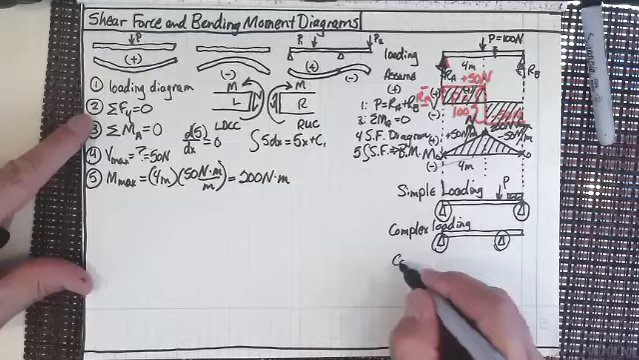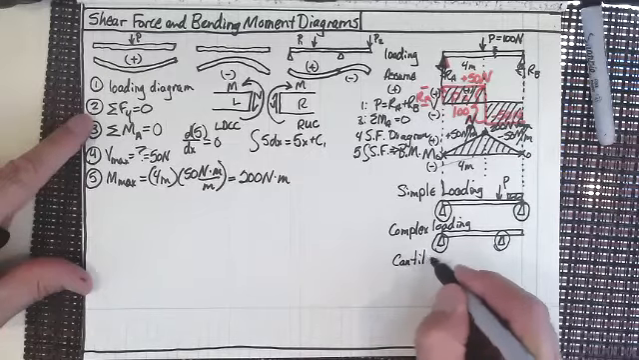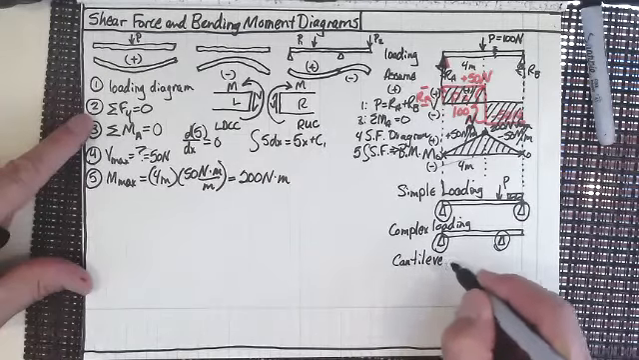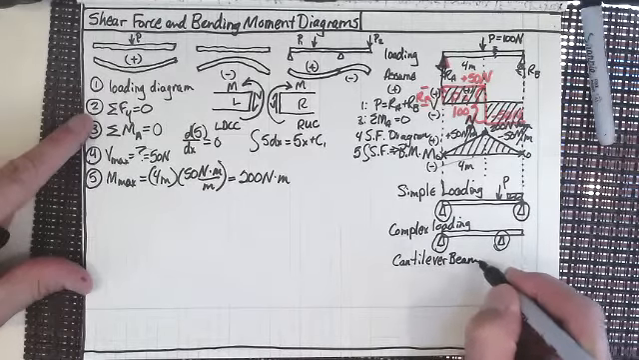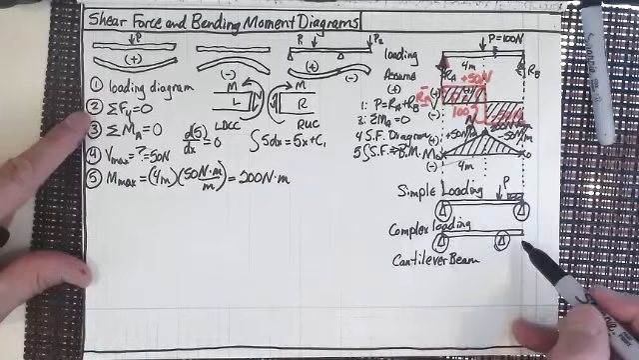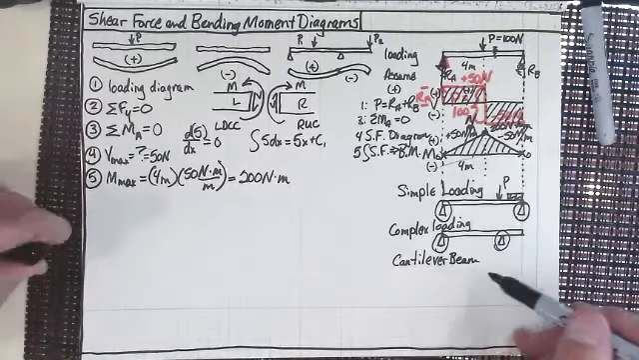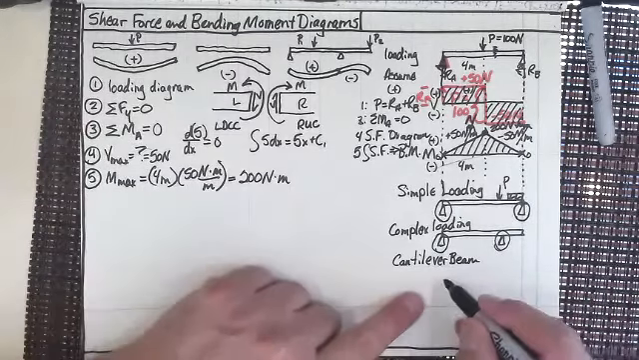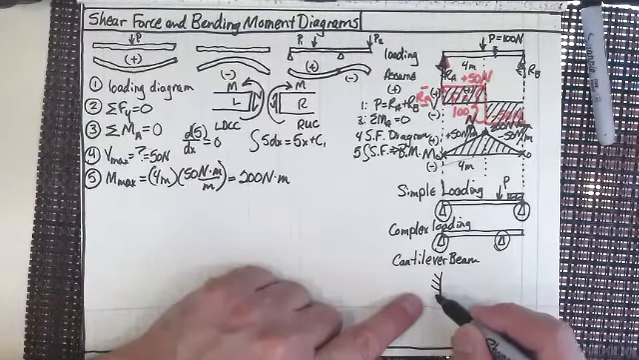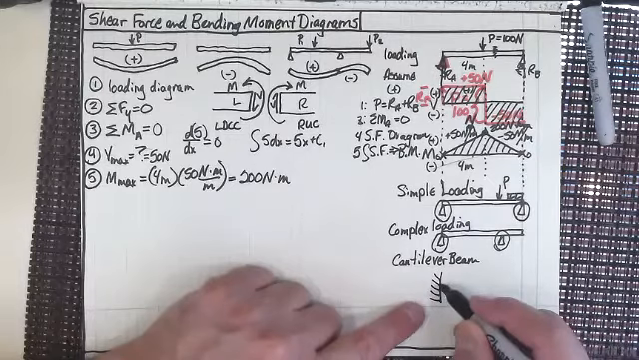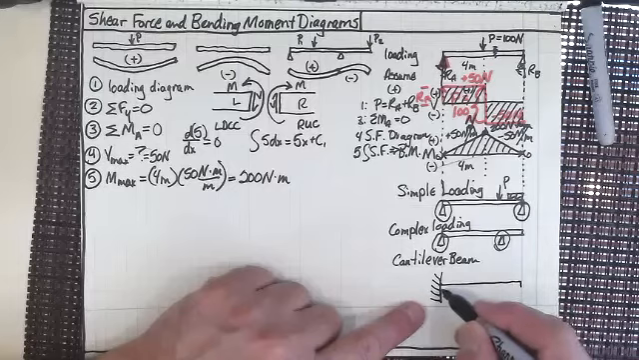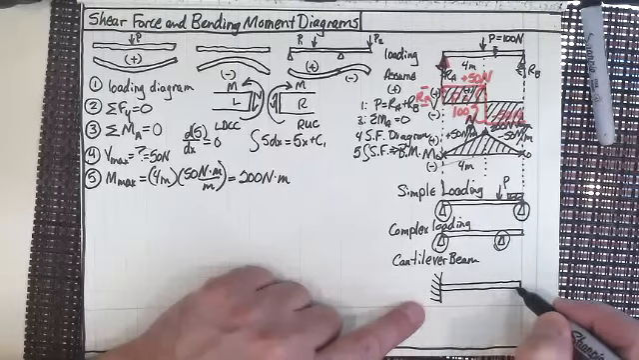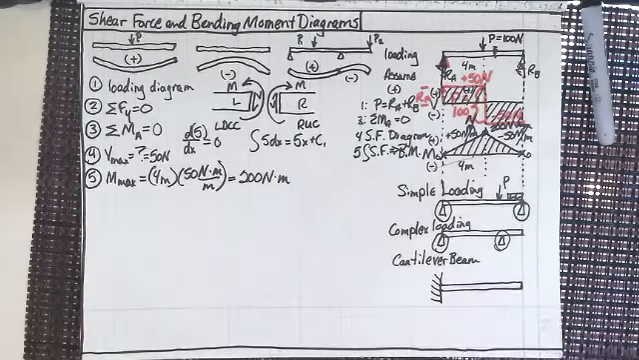And then we also have a cantilever beam or load. Sometimes you'll hear these terms, complex beam, simple beam. It's the same thing. So I thought I'd put the cantilever down here. Now the cantilever analysis for a beam is something that only has one end fixed. The other end is free, right?